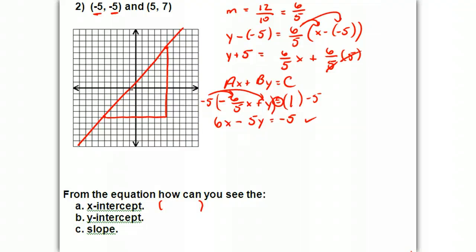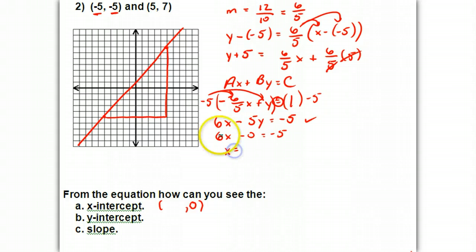It kind of looks like it's -1. Okay, well, let's go ahead and take a look. So I know that the height there is 0 at my x-intercept. So let's dump 0 for y in here and see what happens. 6x minus 5 times 0, which is 0, is equal to -5. Look at how nice this works out.